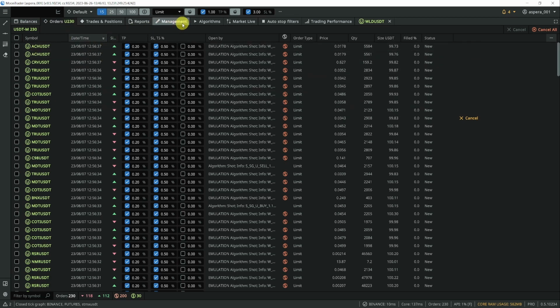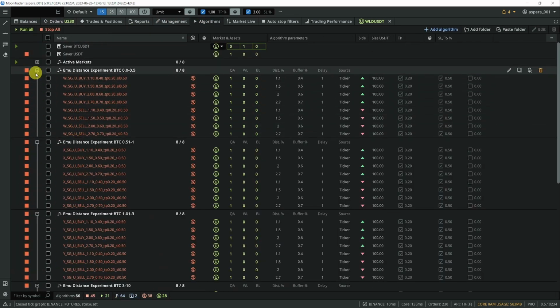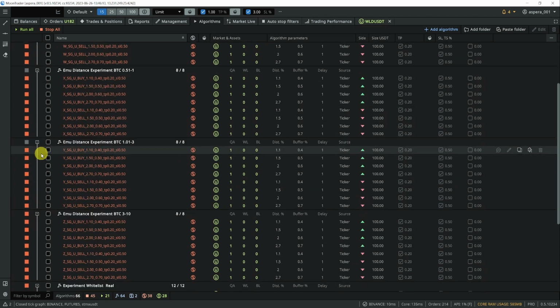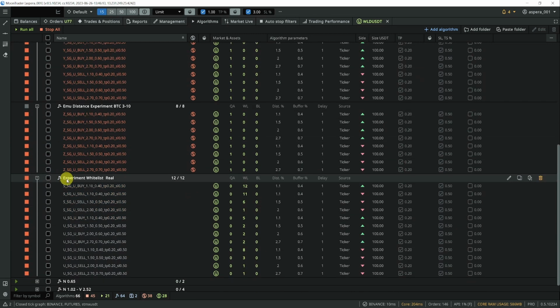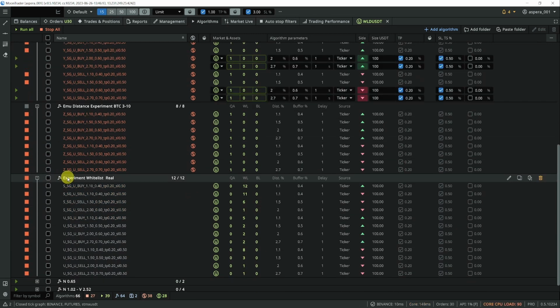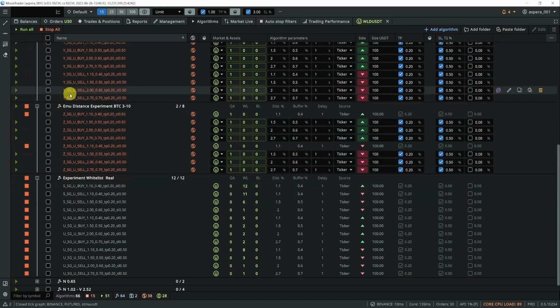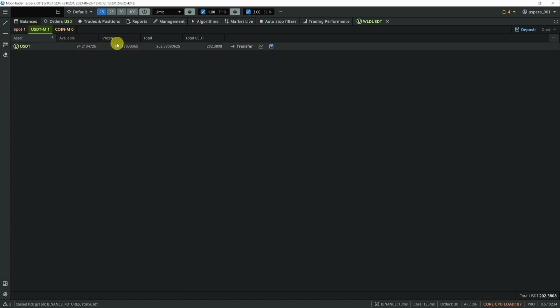So we'll have to go back to algorithms and shut down these for a bit to see how much margin we actually need to run all of the 30 orders on the lower Bitcoin volatility levels, because I think we're in the lower range right now. Back to balance. Yeah, now we see that 108 is frozen. It's a bit over half of my deposit. It's enough, I'll stay that way.